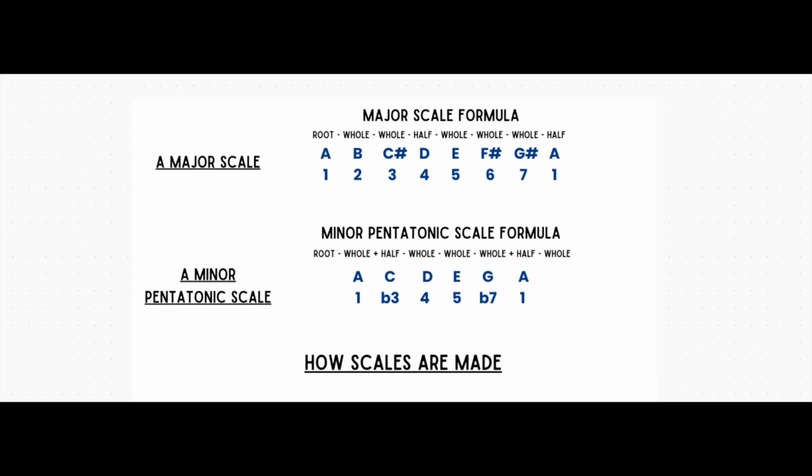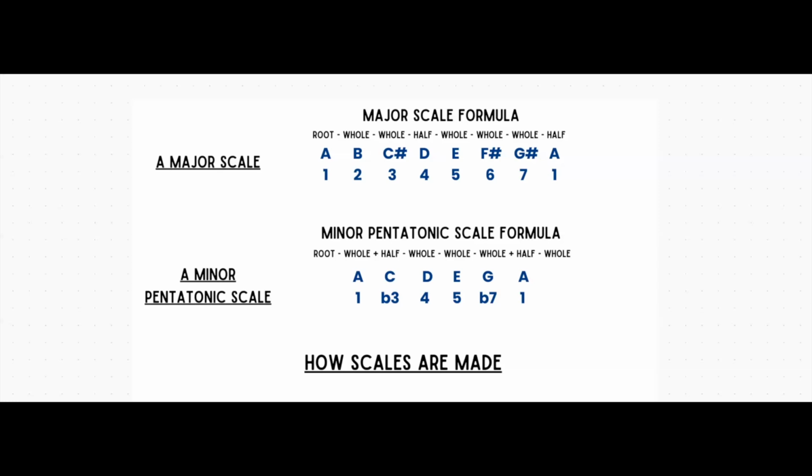For example, the minor pentatonic scale, the formula is root, which is A. Then the formula for minor pentatonic is whole plus a half, which is really 3 half steps. Same thing. Whole step plus the half step is 3 half steps. Then a whole step, a whole step, a whole plus a half again. So 3 half steps, and then a whole. So whole plus a half, whole, whole, whole plus a half, whole. That's the formula for the minor pentatonic scale.